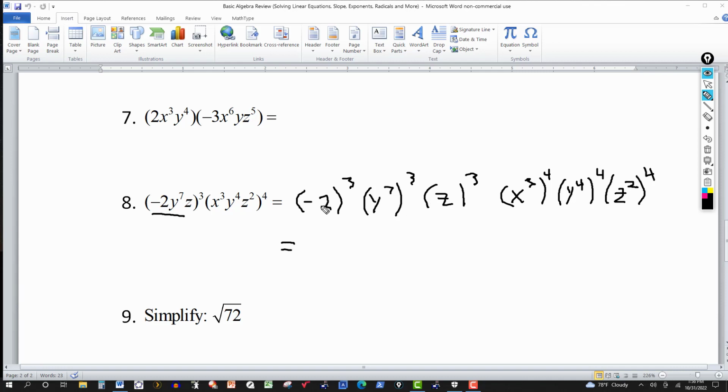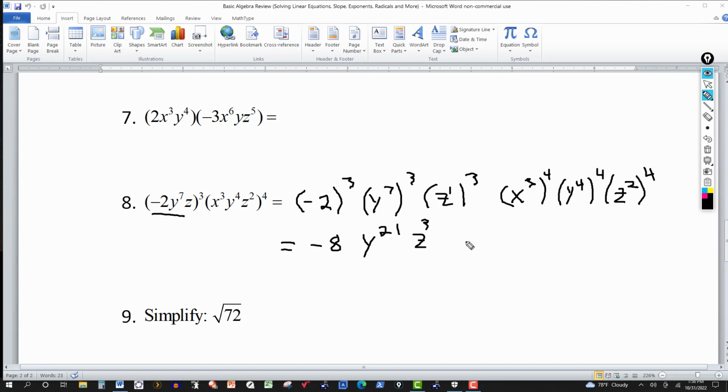So negative 2 to the third power means 3 factors of negative 2. So it's negative 2 times negative 2 times negative 2. That's going to be negative 8. And we bring down the next y. So here I have y to the 7th taken to the third power. Again, remember here that power to a power, multiply the exponent. So this will be 21. This is a 1 here, remember. So power to a power, multiply the exponents. 1 times 3 is z to the third.